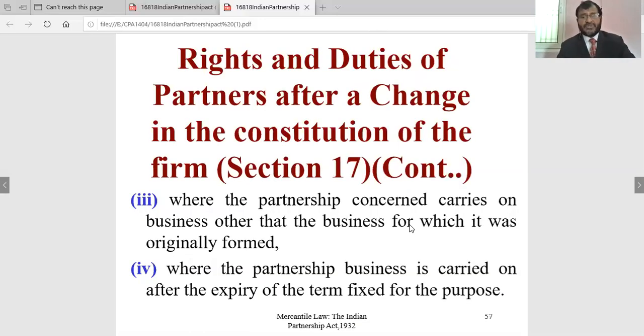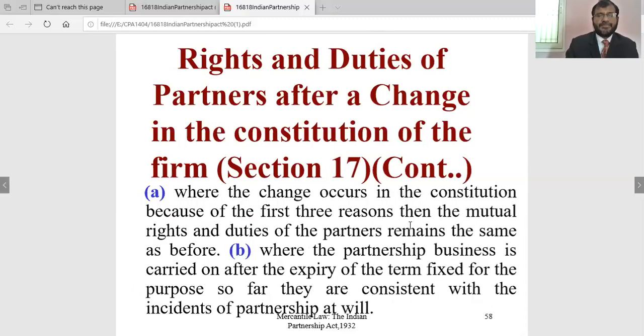Third, where the partnership concerned carries on business other than that of the business for which it was originally formed. I told you about the book selling and the book printing business. Then also the constitution has to be changed. Fourth, where the partnership business is carried on after the expiry of the term fixed for the purpose. In all these conditions, the constitution has to be changed.